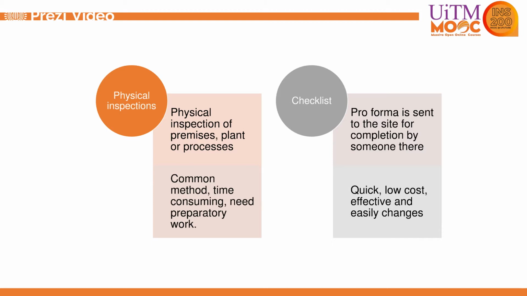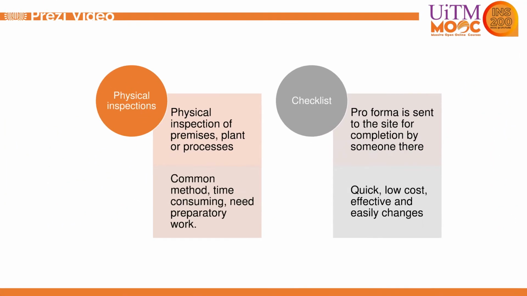For example, UiTM, we have HEA, HEP, so you need to know all the places in UiTM before you can do the physical inspection. We don't want you to miss one of these buildings for the inspection. And how about the process? For UiTM itself, we have a lot of processes that you need to know. For example, newly intake students. We need to know what the processes are for student enrollment, and we need to look at them one by one when making the physical inspection.